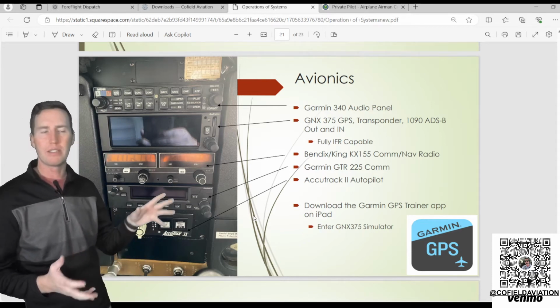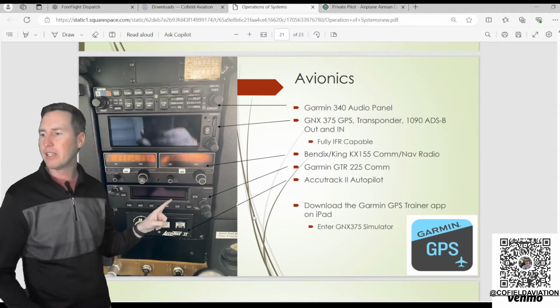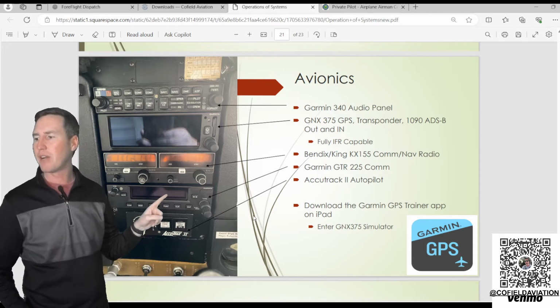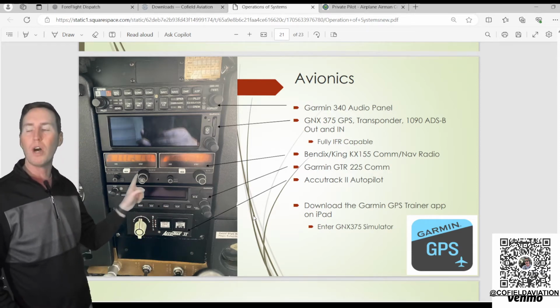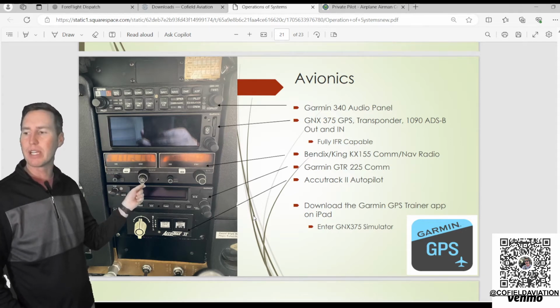So it gives you a good way to operate that. This here is a Bendix King KX155 comm and nav. So this is our nav, this is our comm 1 right here. We have a use frequency and a standby frequency. We change the frequency right here.